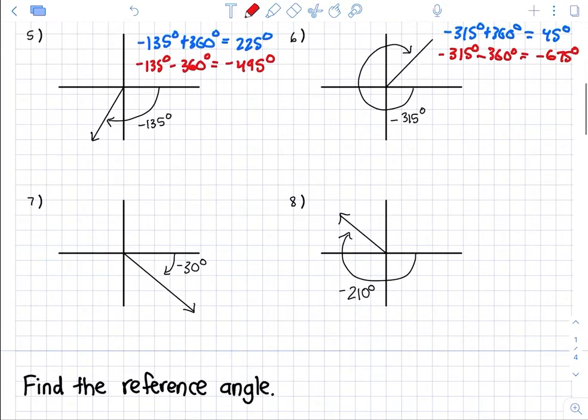Number 7. So we start off with negative 30 degrees. To get another coterminal angle, let's add 360. So you get 330 degrees. And to get another negative coterminal angle, let's subtract 360, which is going to be negative 390 degrees.